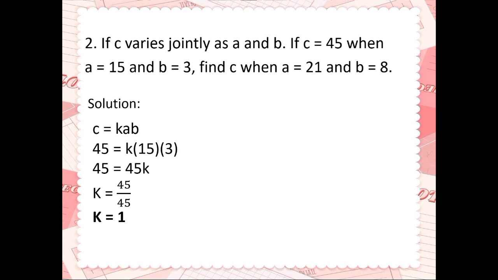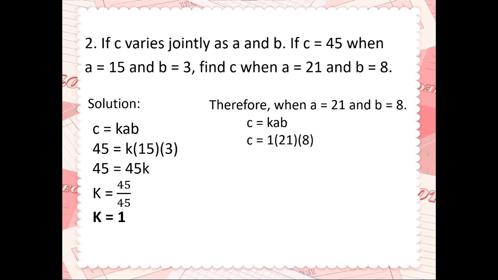Now to find C, let us use A is equal to 21 and B is equal to 8 and substitute it to the variation mathematical sentence. So since we already have the value of K, which is 1, then we have C is equal to 1 times 21 times 8, which is C is equal to 168.